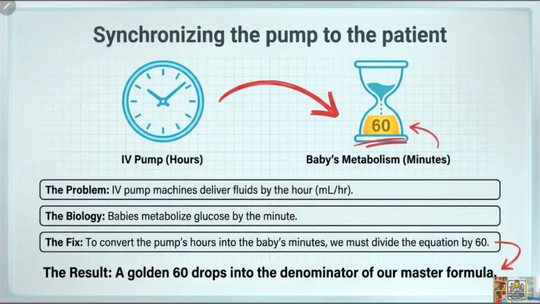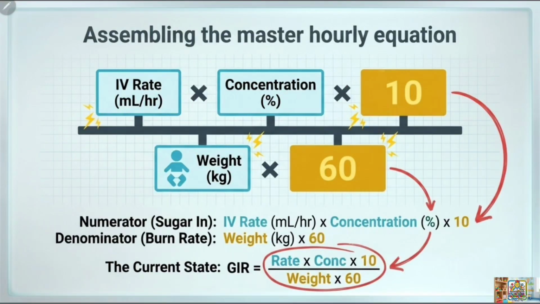We all know the IV pump delivers fluids in ml per hour, but babies metabolize glucose by the minute. To convert the pump's hour into the baby's minute, we must divide the equation by 60. It is as simple as that. 1 hour equals 60 minutes. Now we assemble our master hourly equation. How? We all know GIR equals mg per kg per minute. And we all know that 1% dextrose equals 10 milligrams per ml.